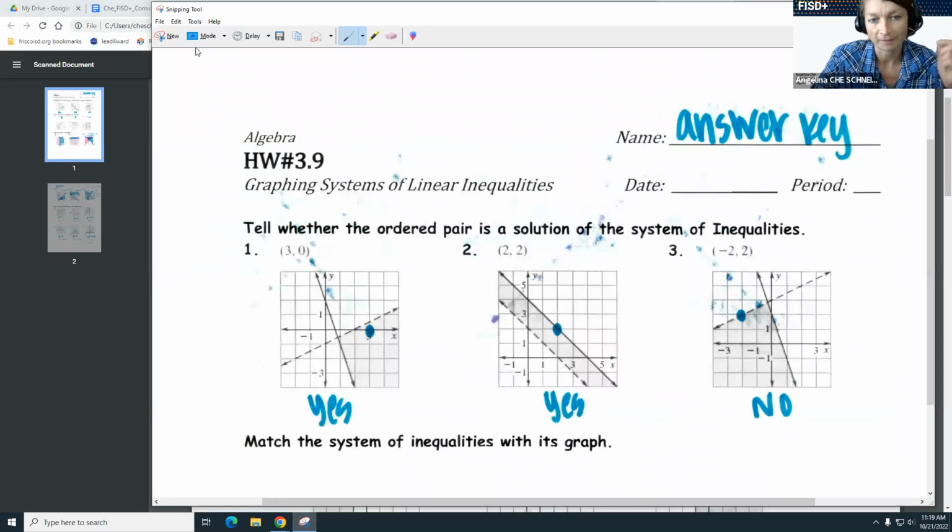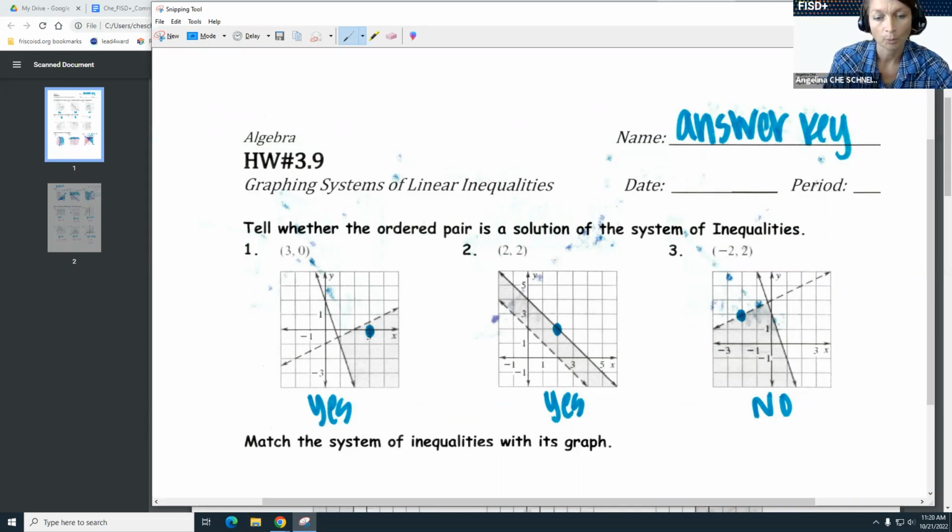We are graphing systems of linear inequalities. For the first problem, you ought to check if the point (3, 0) is a solution to the given system. You notice that the point, when plotted on the plane, will be within the shaded region that is common to both inequalities. Therefore, the point is a solution.